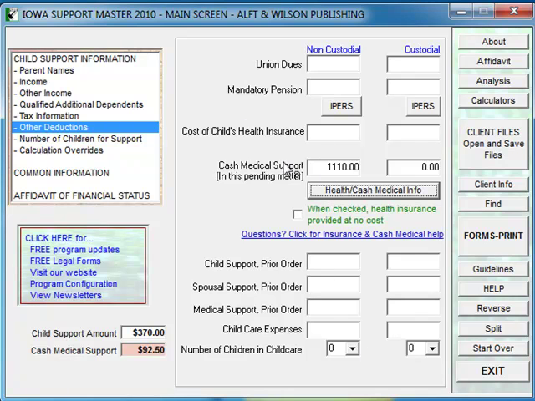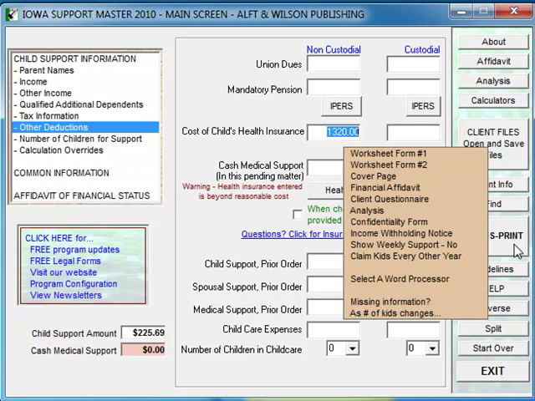Now, we know that $92.50 is the reasonable cost. What happens if the non-custodial parent says, you know what, I can get a policy on the child for $110 per month? Well, we know right away that's not going to be reasonable because it's more than $92.50. And of course, the program tells us health insurance entered is beyond a reasonable cost. And what did it do to child support? It reduced child support from $370 per month to $225.69, and it took out the cash medical. So when you add $110 to $225, you have $335 of a total obligation of the non-custodial parent.